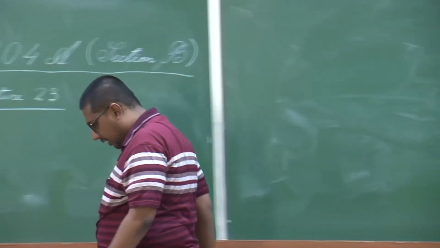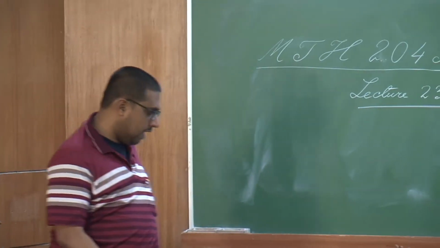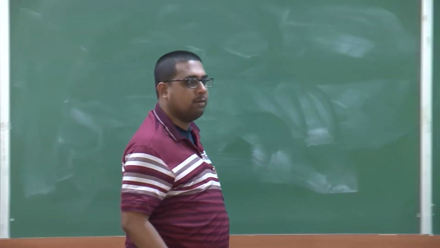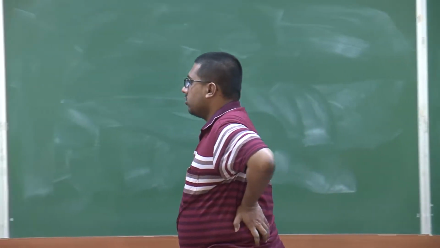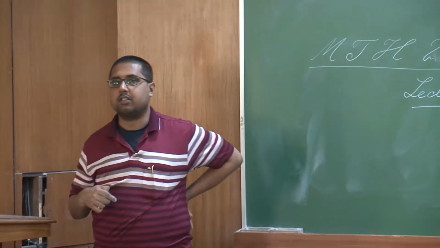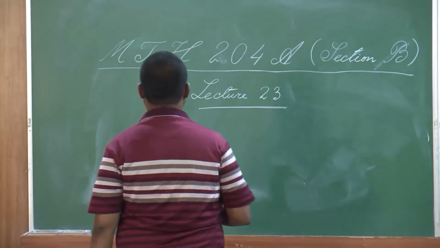This is the 23rd lecture of the course, MTH 204A for section B. Recall that in the last lecture we defined rings and we are talking about some examples of rings. So, we will also continue with that. So, today we will first discuss one of the most important rings, namely the polynomial rings.